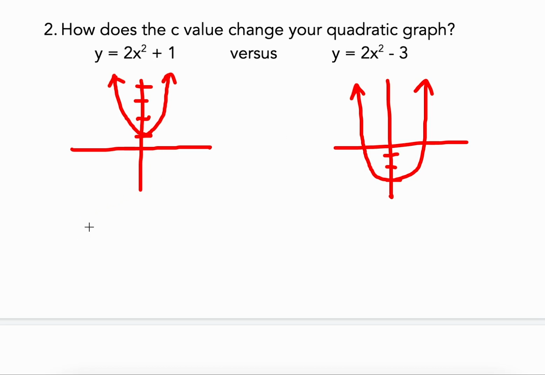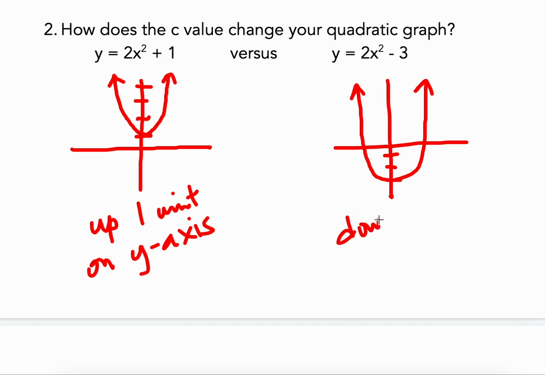Okay, so it went up 1 unit, and let's be specific, on the y-axis, right? And this one went down 3 units on the y-axis. Okay, that makes sense too, right?